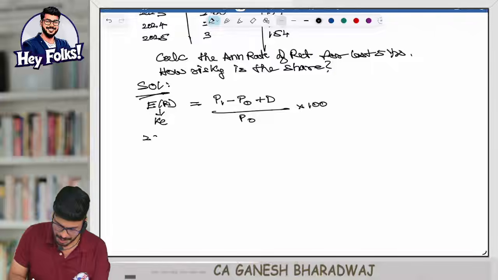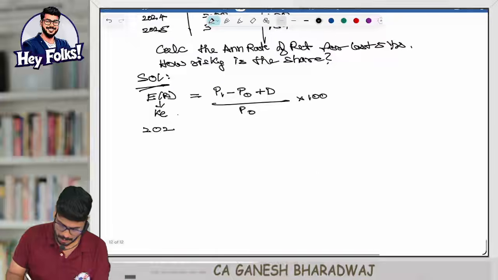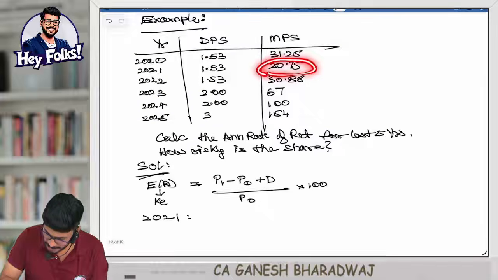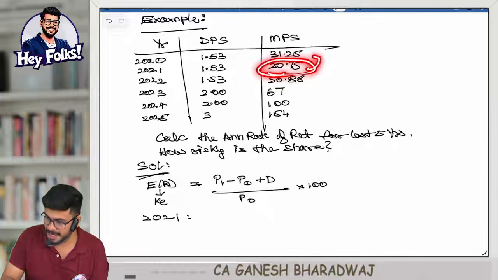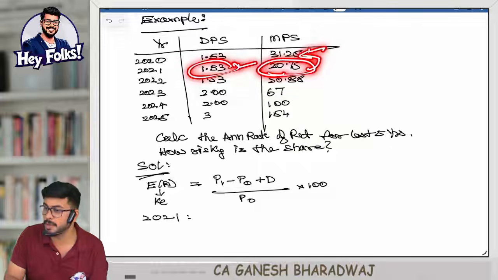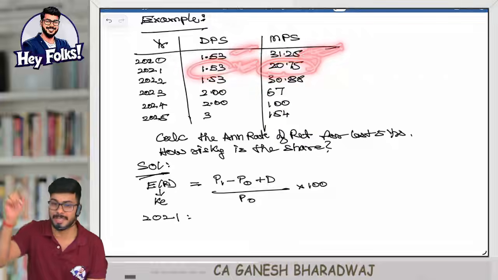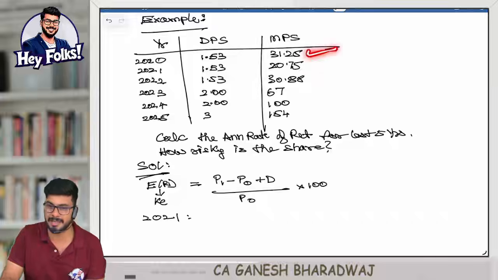First one, what is it? 2021, yes. Come on, give me the figures. What is it? 20.75 minus 31.25 plus 1.53. This 1.53, we are not bothered about the past year. Is that clear? Upon what? 31.25, because this was the closing price of the last year. Obviously, this is the opening price of the current year. Is this clear, guys? Yes, that is the base price.